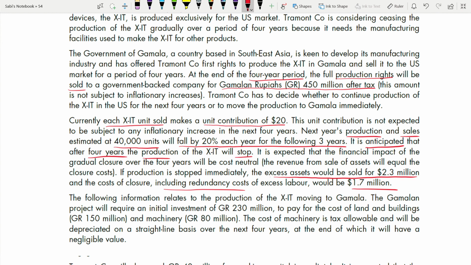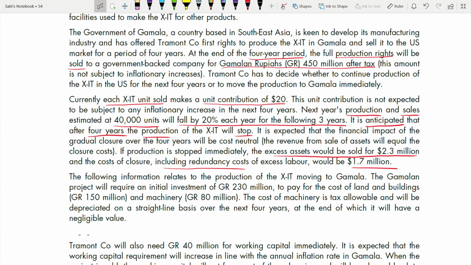Now, the following information relates to the production of XIT moving to Guatemala. The Guatemalan project will require an initial investment of 230 million to pay for the cost of land and buildings of 150 and machinery 80. So that 230 of initial investment is made. It is the breakup of land and buildings and machinery. Okay, 150, and it is in Guatemalan currency. Remember, everything later you have to convert into US dollars because you are based in US. Your home country is US.